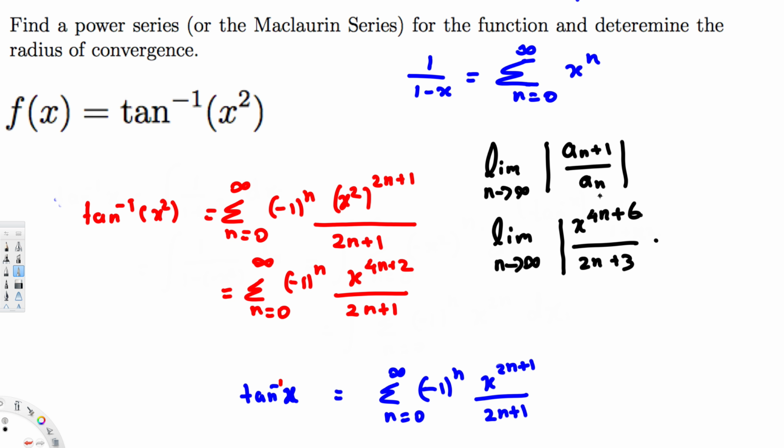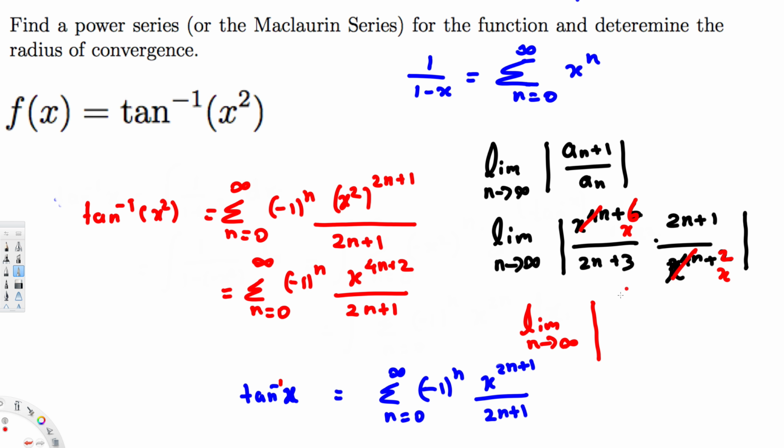Now we have to divide this one by the original function, that is this one. Dividing this by this is the same as multiplying this by its reciprocal. So if I multiply by its reciprocal, this is going to be 2n plus 1 over x to the power 4n plus 2, right? Now let's cancel everything we can cancel. If you notice, we have x to the power 4n on the top and bottom, so we can cancel this. So we have x to the power 6 and x to the power 2 left, and these are the only values left. Now let's rearrange in terms of like terms: limit as n approaches infinity of x to the power 6 over x to the power 2 times 2n plus 1 over 2n plus 3, right?